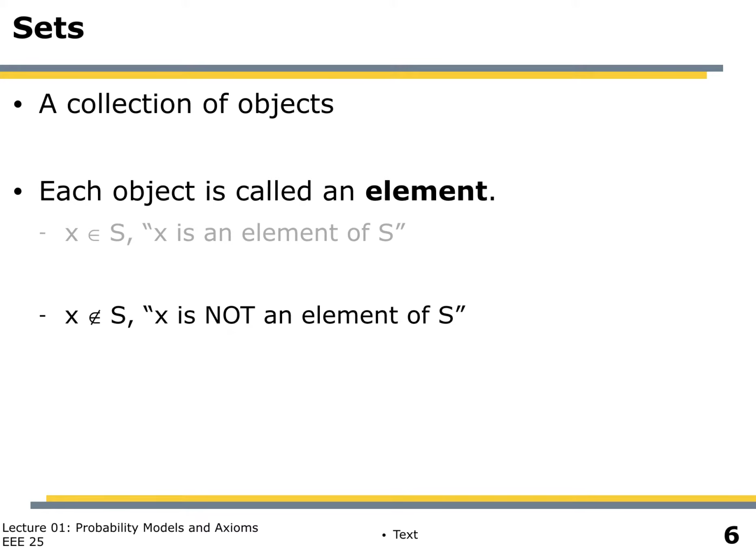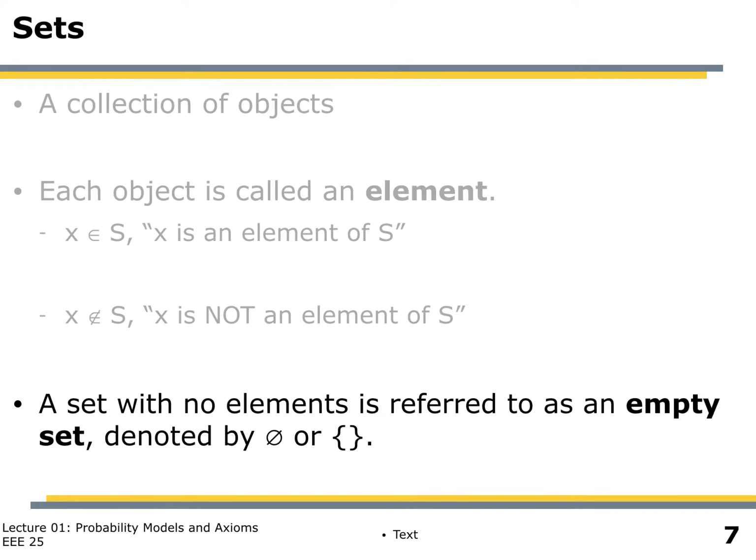In some cases, a set would have no elements at all. And we refer to those sets as empty sets. And we also have a notation for that. You can say that a set is empty by using this notation right here. It's a circle with a slash on top of it. Or you can alternatively use a pair of curly braces with no object or element inside of it.